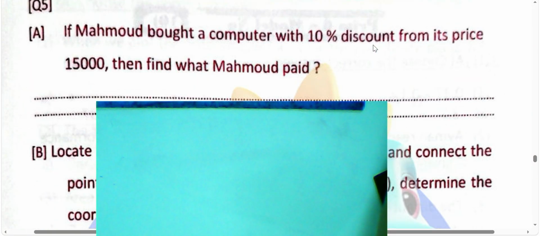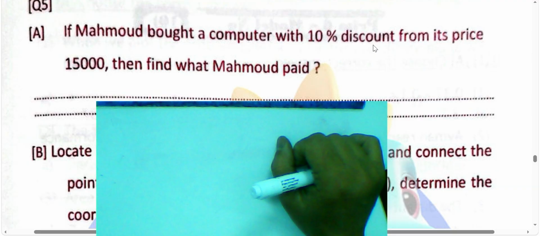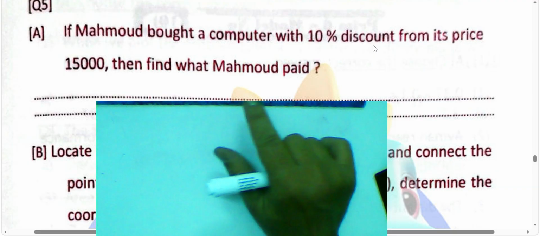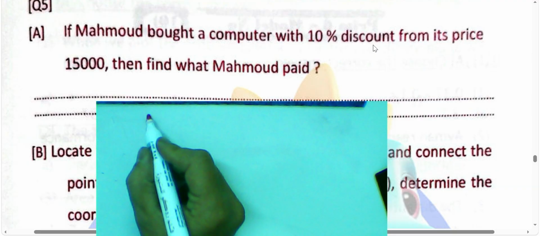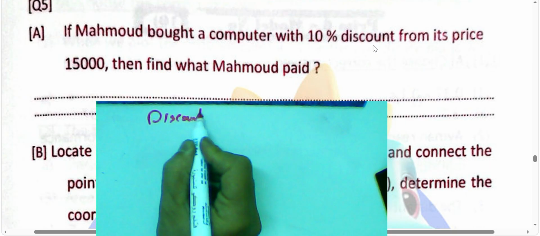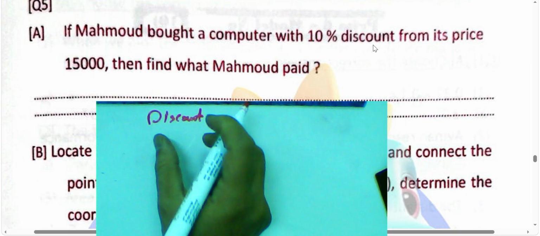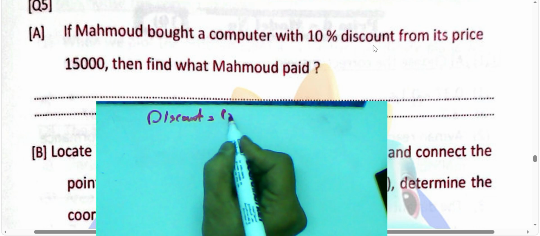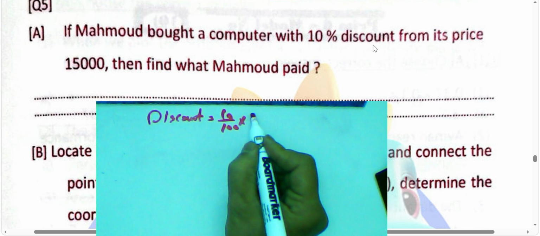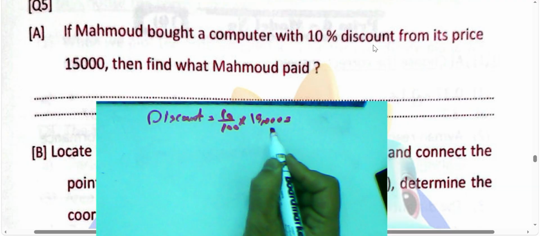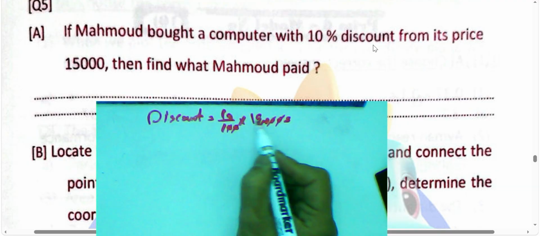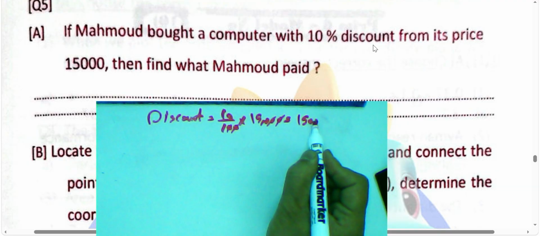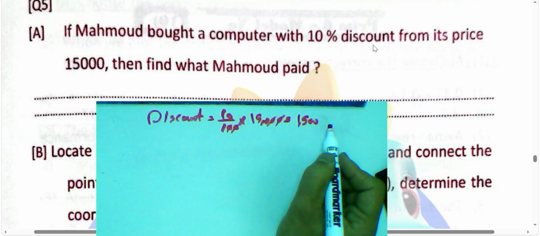Next question. If Mahmoud bought a computer with a 10% discount from its price of 15,000, find what Mahmoud paid. First step, we find the discount. The discount equals 10 over 100 times 15,000. Cancel the double zeros, and 150 times 10 will be 1,500.